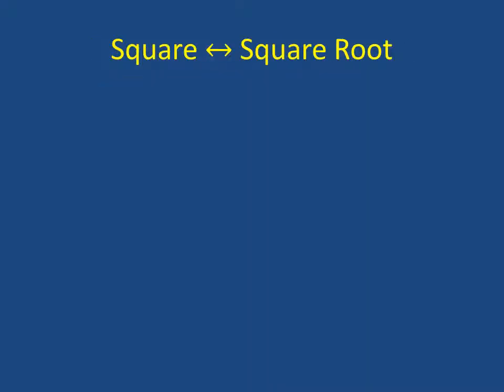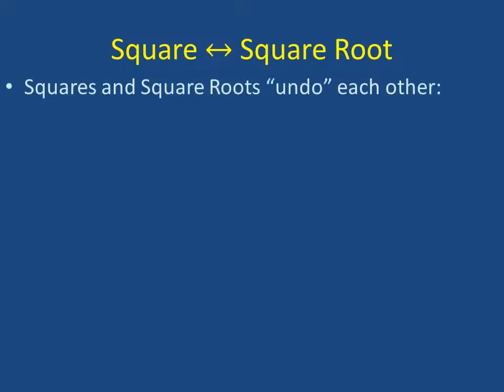So let's see how we can use squares to undo square roots and solve square root problems, and use square roots to undo squares and solve squared problems. We know that squares and square roots undo each other because they're inverses. So here's an example. 2x squared plus 2 equals 10.